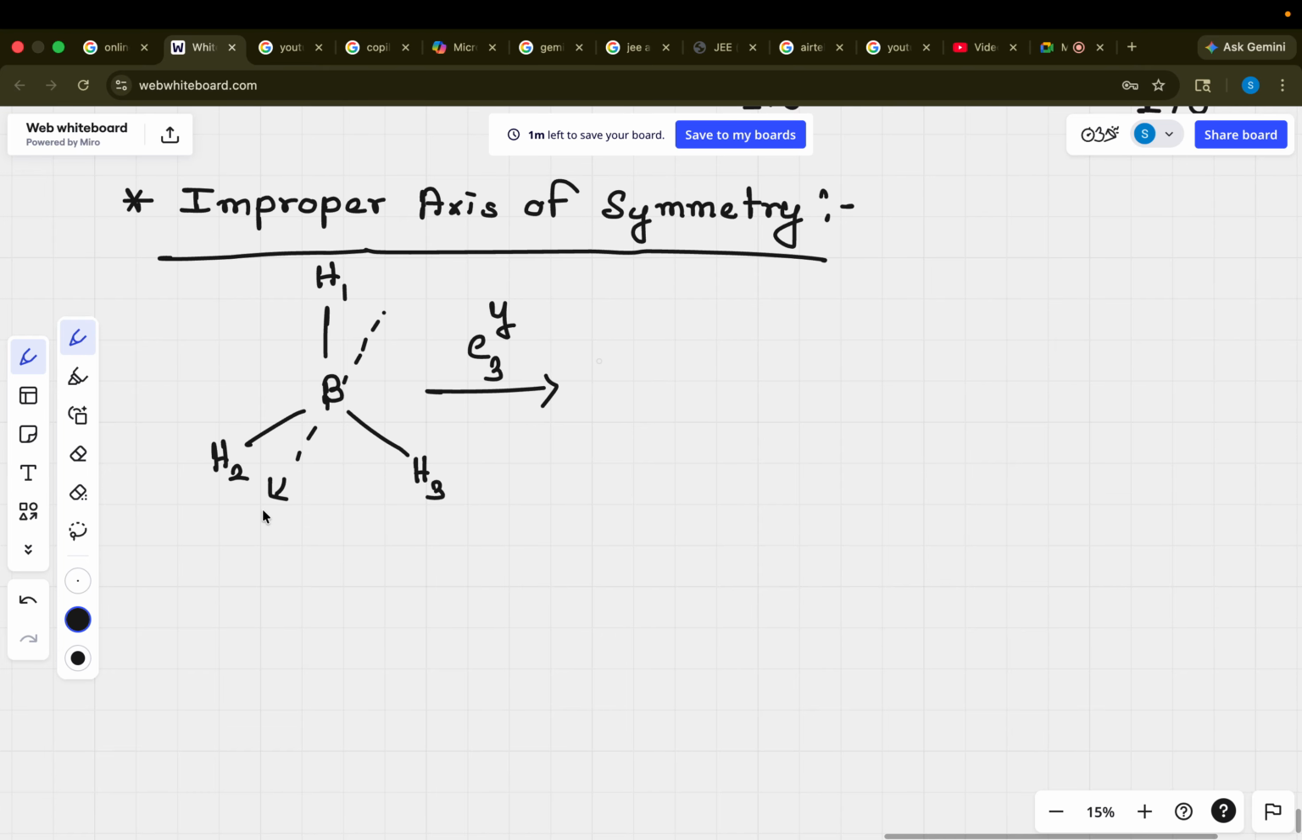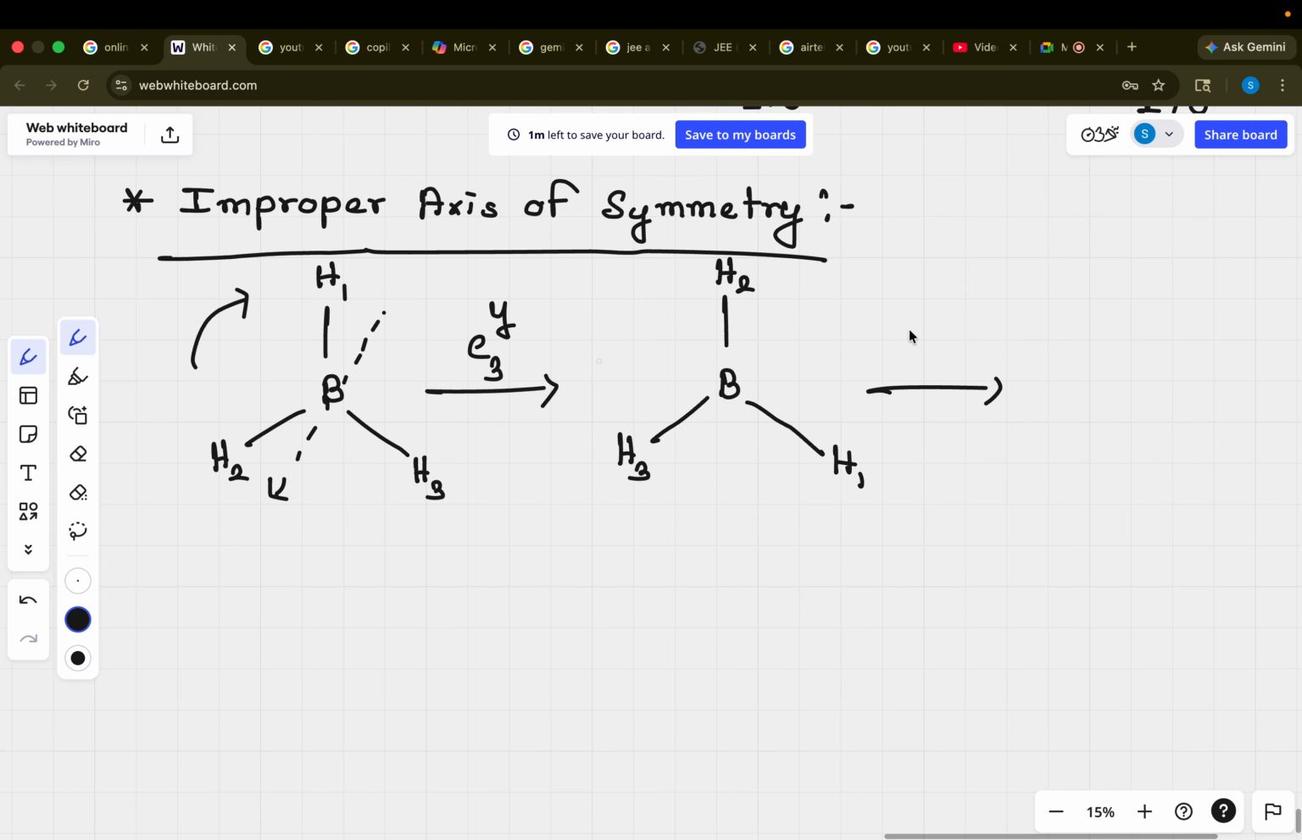So if I rotate the molecule along this C3, suppose I am rotating in clockwise or anti-clockwise, anything, so what will happen? Basically H2 will come to here. Suppose I am rotating in clockwise direction, so H2 will go to there. Okay, H1 will come here and H3 will come here. So this is basically C3.